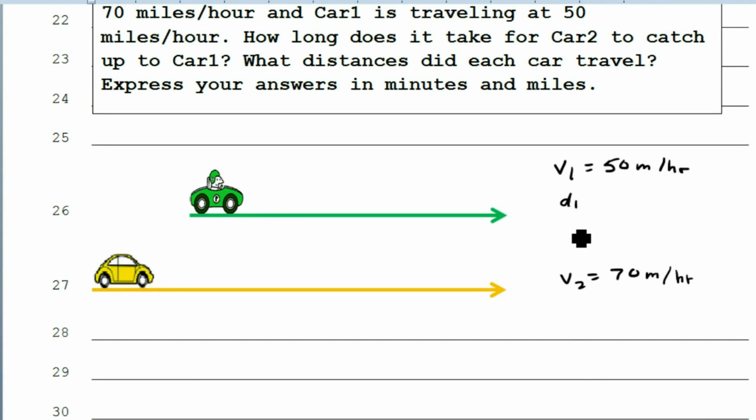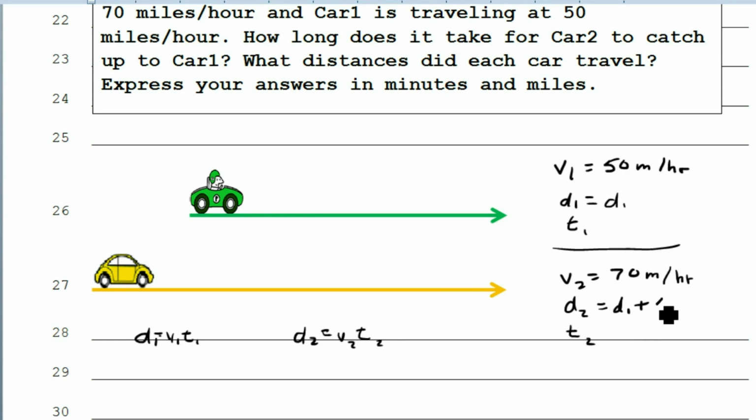We'll have D1 and T1, and we'll have D2 and T2. D1 equals V1 T1, and D2 equals V2 T2. So what do we know? D1 is some distance we don't know, but we know that car 2 is 5 miles behind, so its distance will be D1 plus 5.